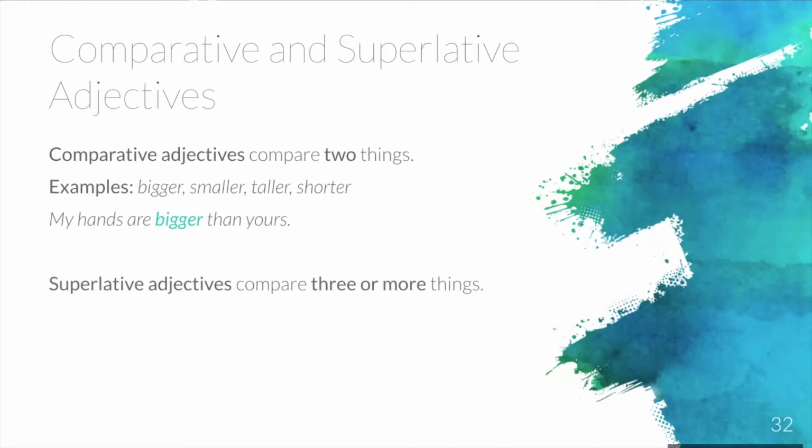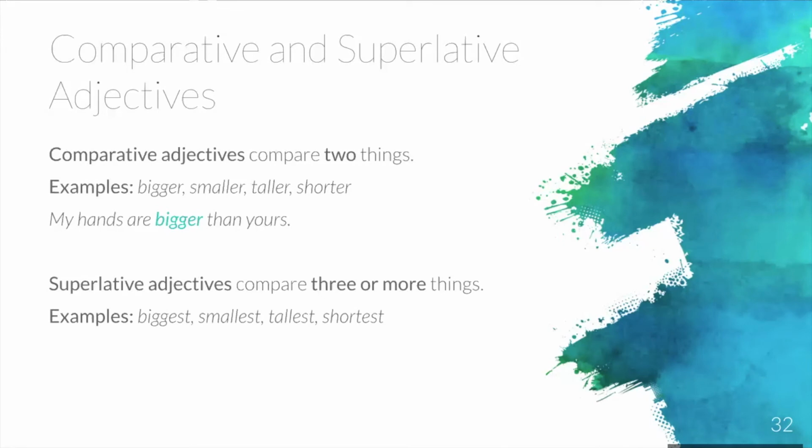Sure. Okay, so superlative adjectives compare 3 or more things. Comparative is 2, and then superlative will be 3 or more. Examples are biggest, smallest, tallest, and shortest. These are the superlative forms of the comparative adjectives where we had bigger, smaller, taller, shorter. Just like comparatives mostly end in ER, these all usually end in EST.